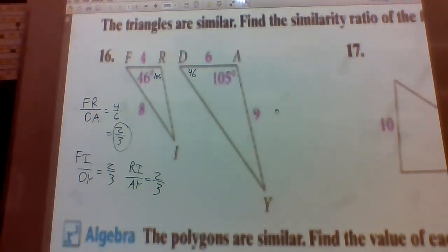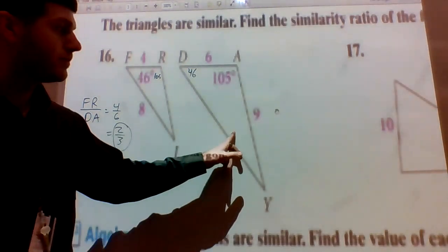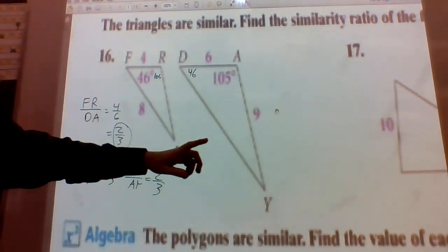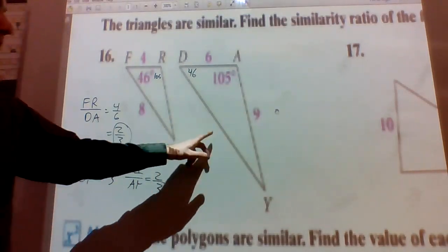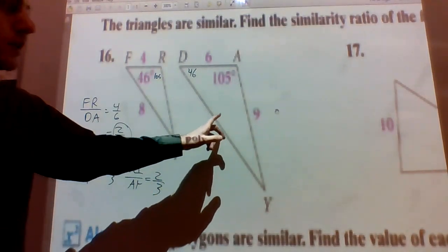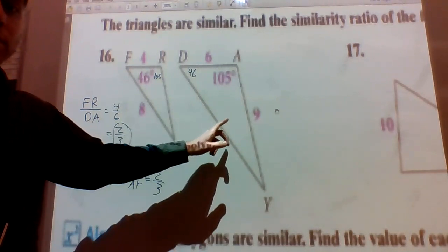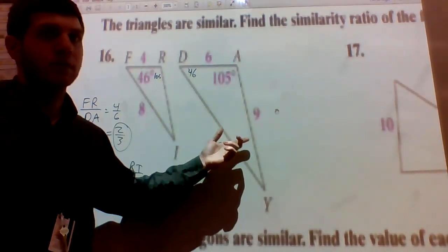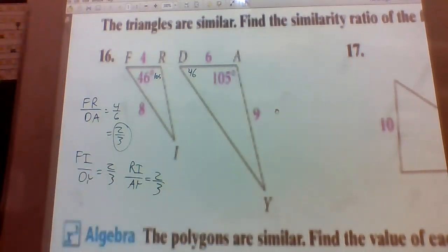This first triangle is 2/3 the size of the second one. Okay, if the question said find the similarity ratio of the second to the first, then it would be 3 over 2. 6 over 4 would give us 3 over 2. So this triangle is 3/2 larger than the smaller one. The smaller one is 2/3 of the size of the larger one.